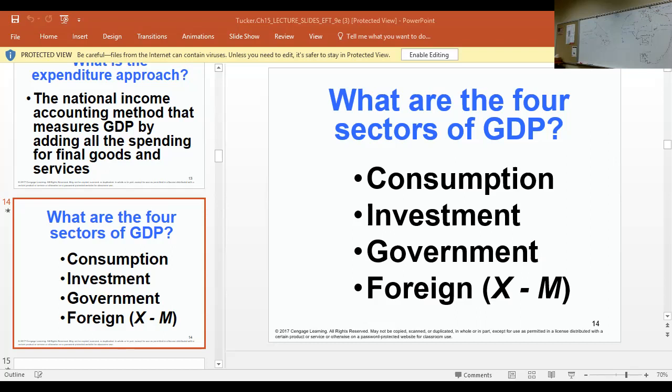Okay, so we take personal income and subtract out personal taxes. That's disposable personal income. That's actually of some use to people.